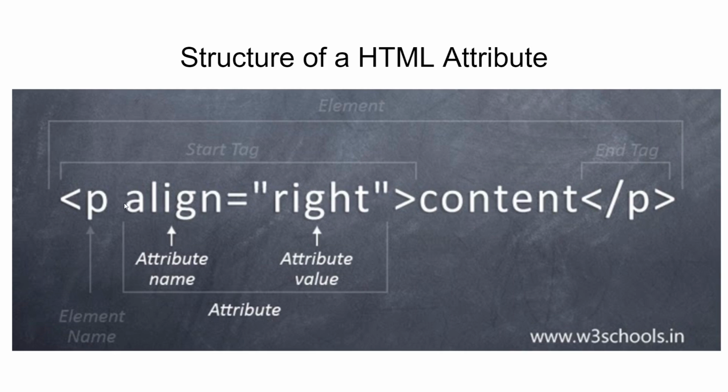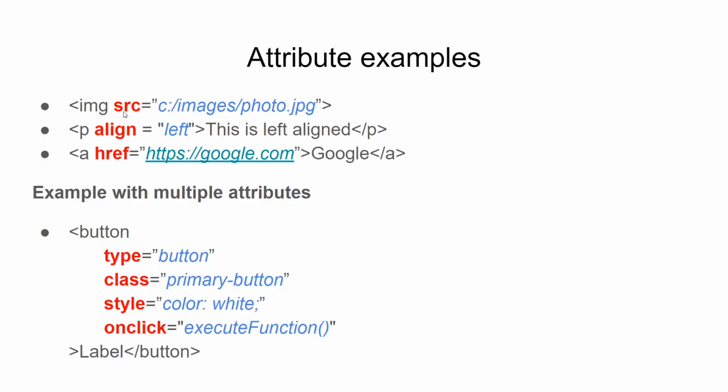And attributes are only present in the opening tag or the start tag, and you can have more than one attribute in a single opening tag. So let's look at some examples. Here you can see that the attribute name is red and bold, and the attribute value is blue and italicized. So you can see here that src is the attribute name, and the value is this file path. Align is the attribute name, and left is the attribute value.